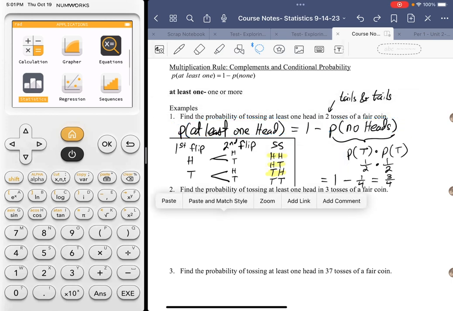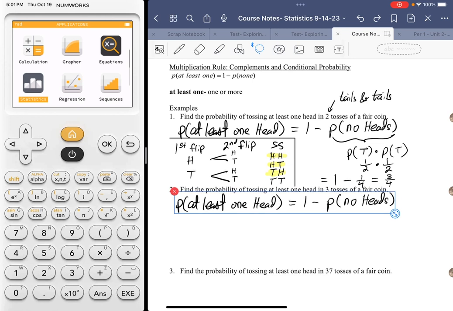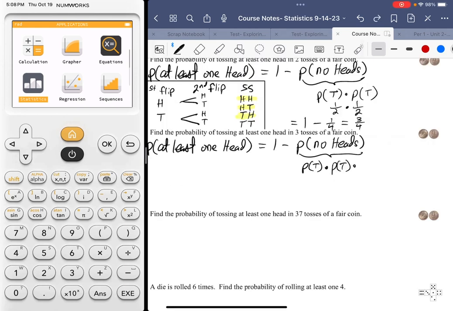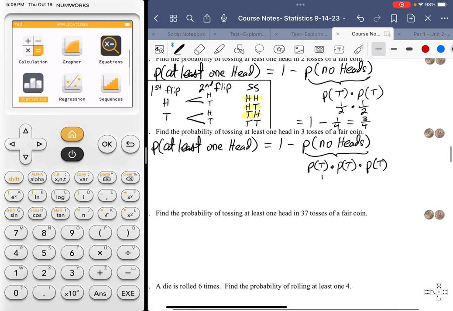37 tosses of a fair coin. You're definitely not going to want to do a tree diagram for that. So again, no heads means all tails. So for this part here, I'd say the probability of getting tails times the probability of getting tails times the probability of getting tails. And each one of those would be 1/2.